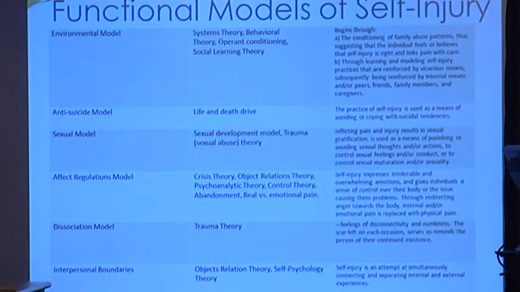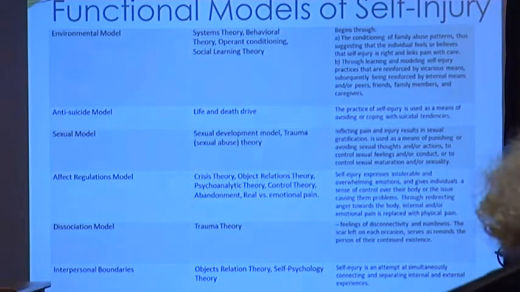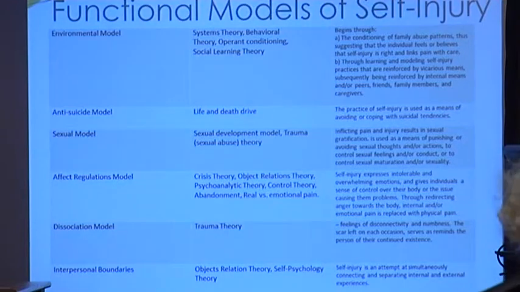We have the affect regulation model, which refers to self-injury that expresses intolerable and or overwhelming emotions. We have the dissociation model, which refers to self-injury that is used as a means of regulating affect and a period of trauma. And finally, we have the interpersonal boundaries model, which refers to self-injury as an attempt at simultaneously connecting and separating internal and external experiences.